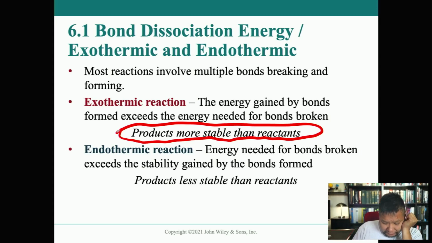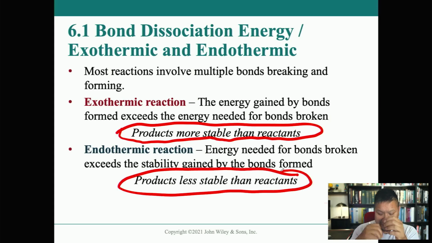The part you do need to remember there is that the products are less stable than the reactants in an endothermic reaction. Those are the two things you need to remember. And honestly, we're just going through definitions right now, so it's best that you try to memorize the parts that I tell you are important.